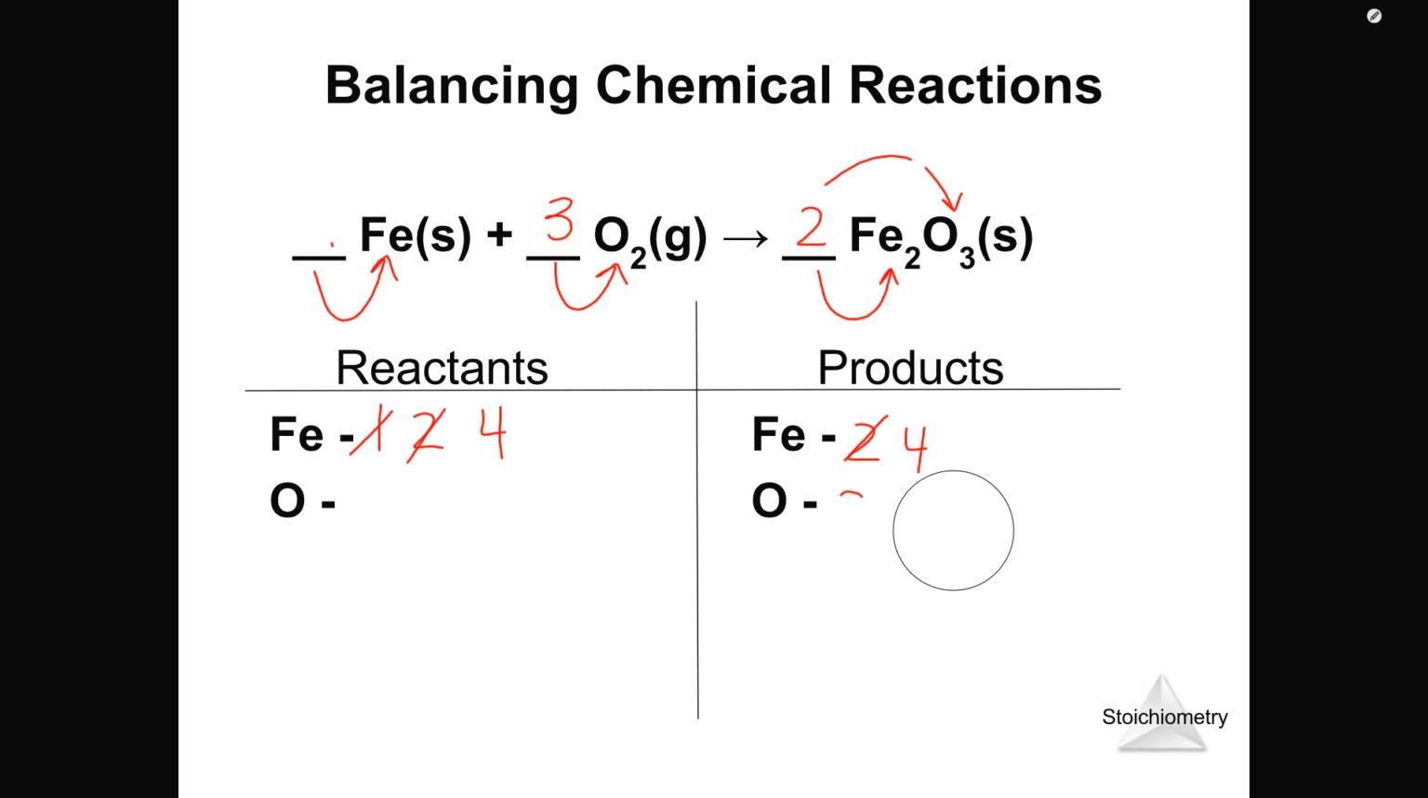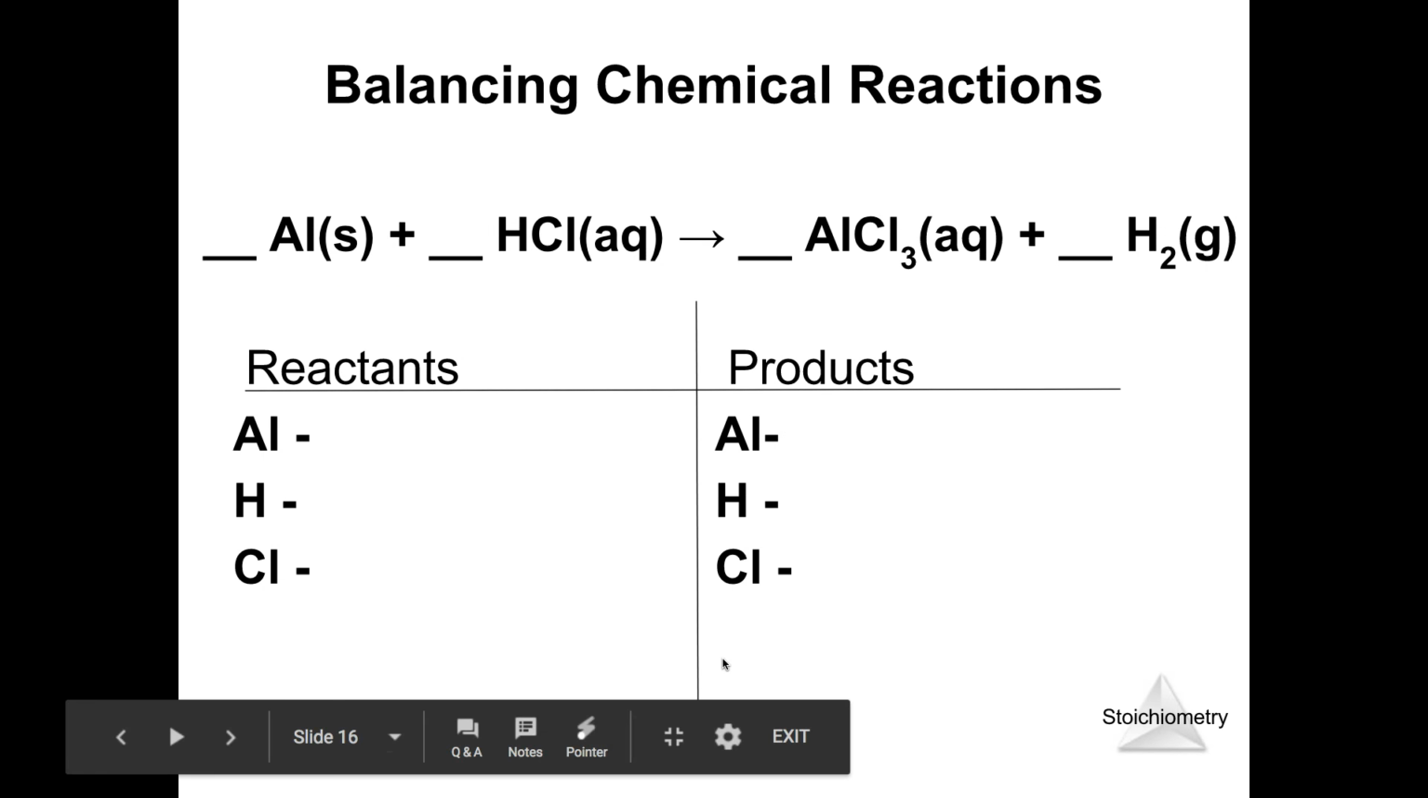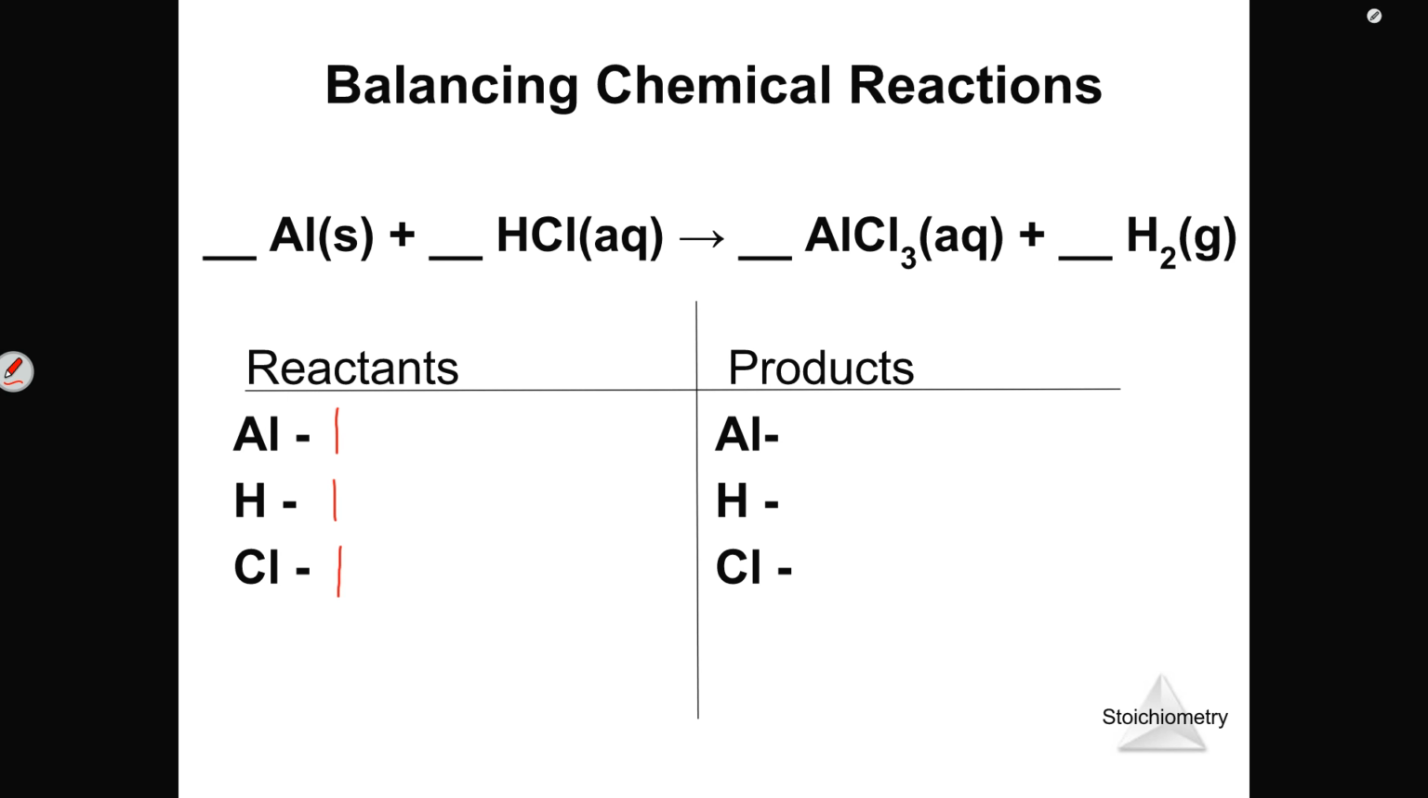Let's try another one together. I'm going to start by counting my reactants. So I have 1, 1, and 1. And on my product side, I have 1, 3, and 2. Now notice, I kept my aluminums across from each other, my hydrogens across from each other, and my chlorine across from each other. Even though they're not in that order on the product side, I did that to keep myself organized. I'm going to start at the top.